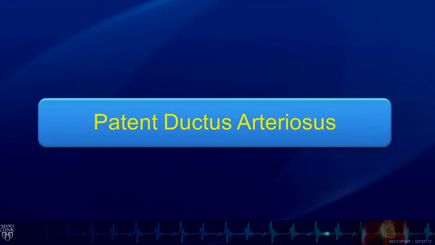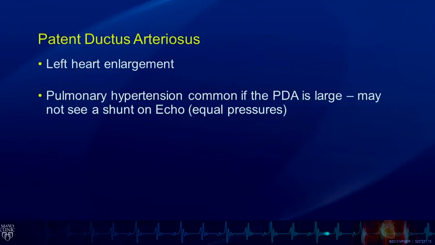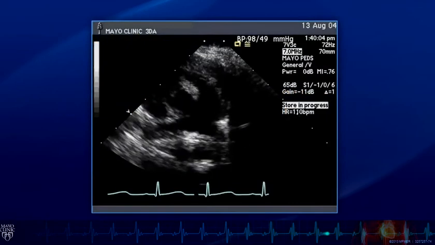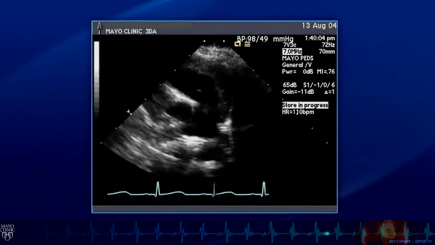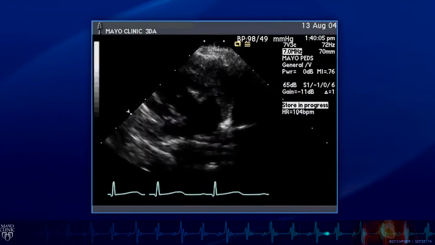Let's turn our attention now to patent ductus arteriosus, a more rare form of a shunt lesion, but this can be certainly picked up in adulthood. Patent ductus arteriosus causes left heart enlargement similar to ventricular septal defect, and pulmonary hypertension is common if the ductus is large. Again, this can be quite difficult to pick up on echo if the defect is large, because there may not be any shunt flow demonstrated because of the equalization of pressures. Most of the time in the adult lab, we will see a small, insignificant hemodynamic patent ductus arteriosus.